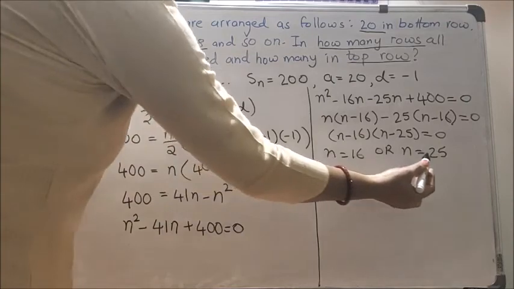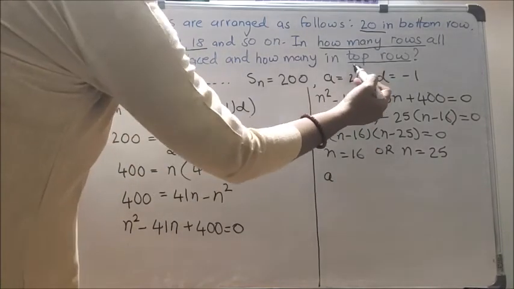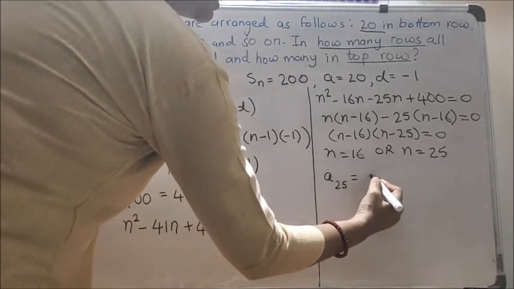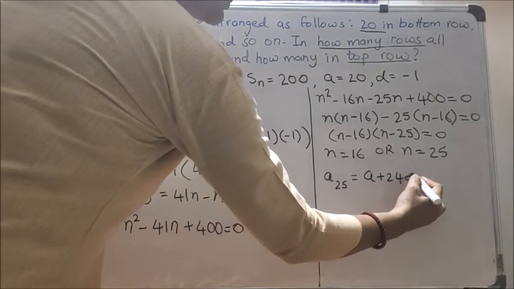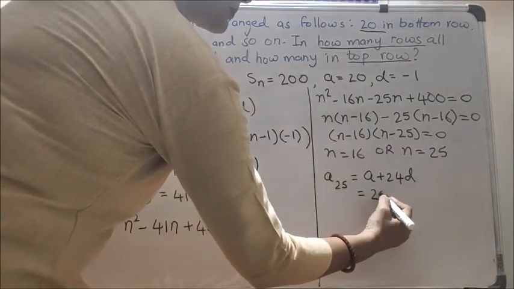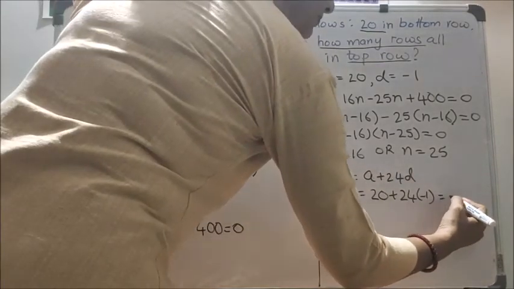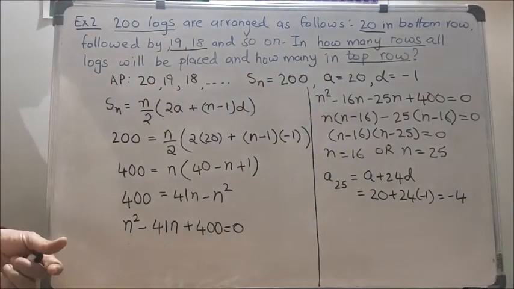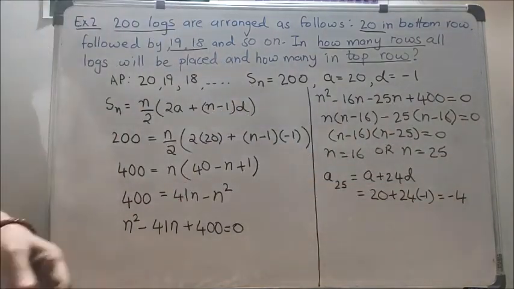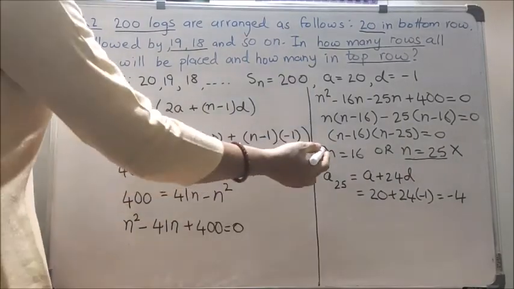So let's suppose that we take n as 25. If n is taken as 25, then our top row, how many will it have? So an, that is a25, will be found out. a25 will be a plus 24d. Try to find that out. That will be a, which is 20, plus 24 into minus 1, which when you solve, you will get minus 4. Now, you cannot have minus 4 logs in the 25th row. That is not possible. That means this value cannot be there.